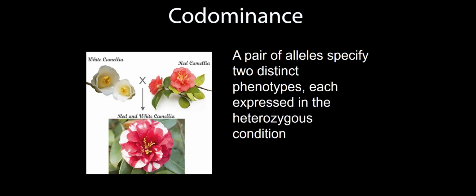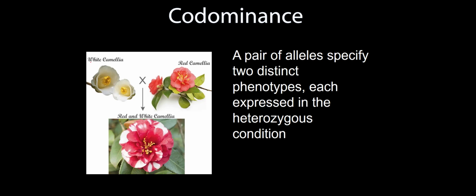All right, so let's get into this. In codominance, codominance is when you have those two alleles, just like in the pea plants concept with the yellow and green, except instead of one being dominant over the other, both of them are dominant. Both of them express in the adult.